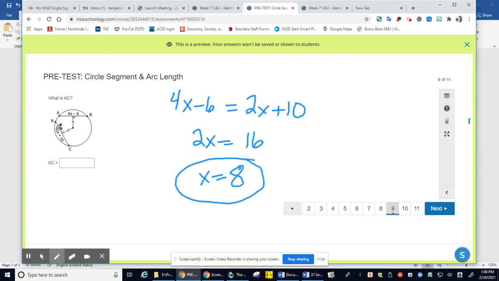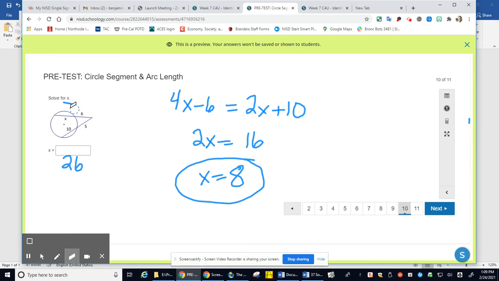So KC, if we want to find out what KC is, we plug 8 back in here. 2 times 8 is 16. 16 plus 10 is 26. So the answer to this question is 26 because that's what the question is. What is the length of KC?